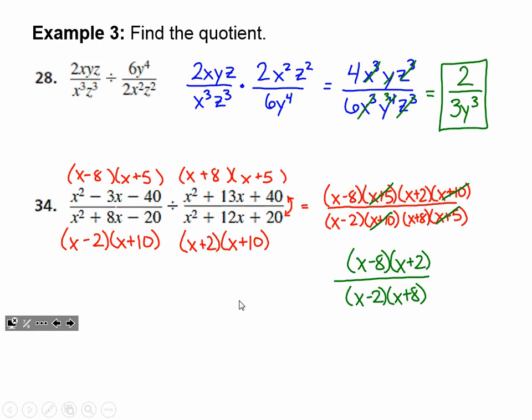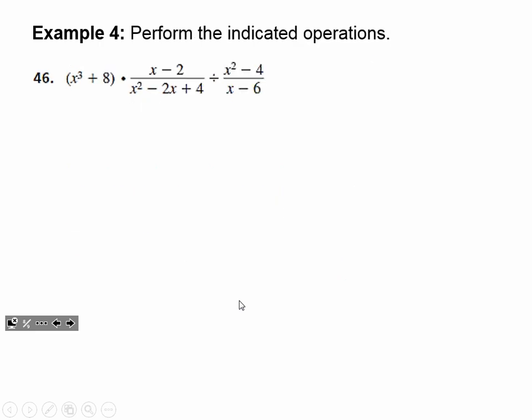Now, another thing that students will often do wrong is they'll take the reciprocal of the wrong fraction. Division has an order. If I do 1 divided by 3, that's not the same thing as 3 divided by 1, so it's always the second fraction that we take the reciprocal of. The order matters. Second one only.